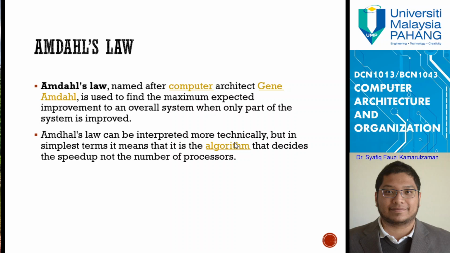Next, we're going to introduce Amdahl's law. Amdahl's law is named after computer architect Gene Amdahl. It is used to find the maximum expected improvement to an overall system when only part of the system is improved. Amdahl's law can be interpreted more technically, but in simplest terms, it means that it is the algorithm that decides the speedup, not the number of processors.